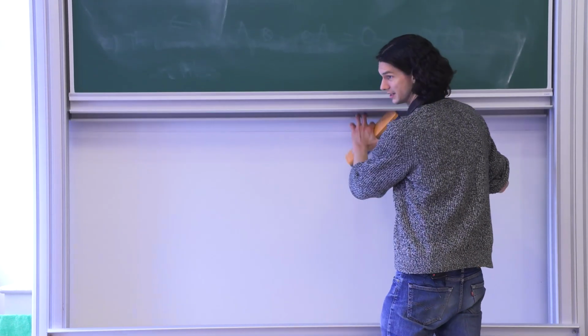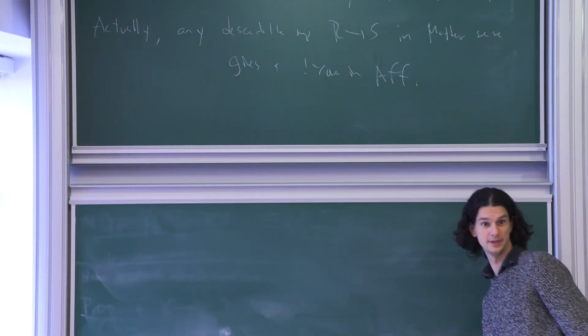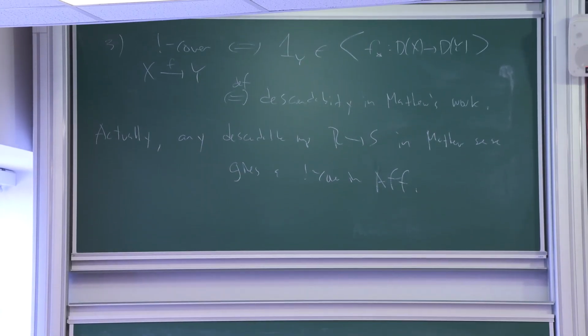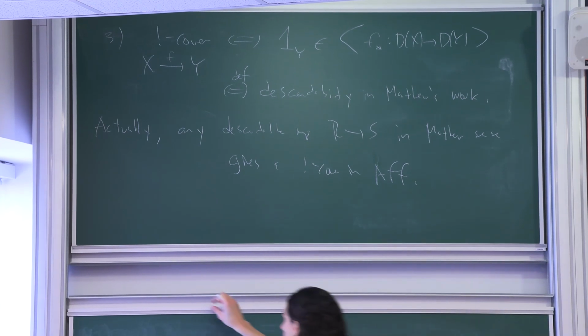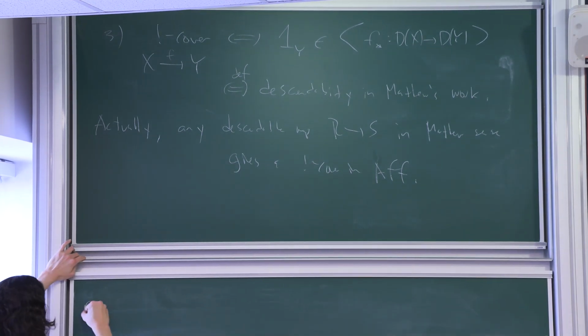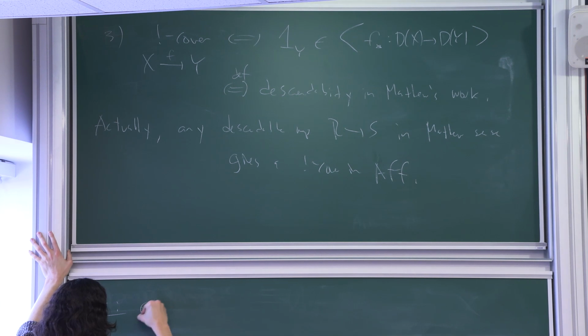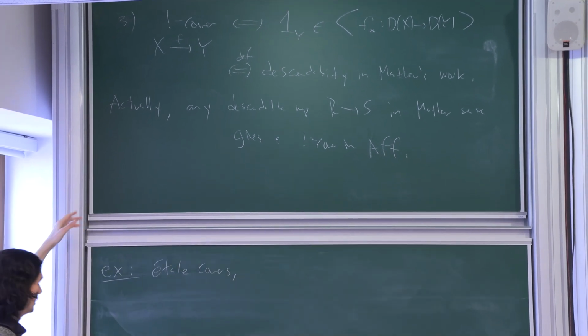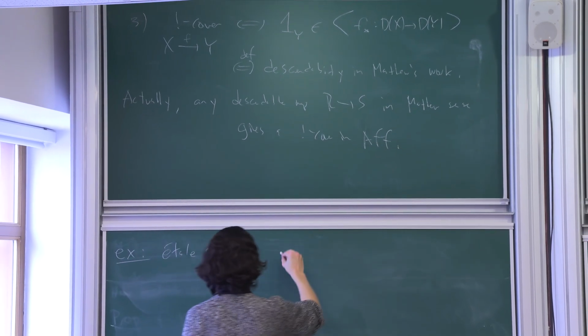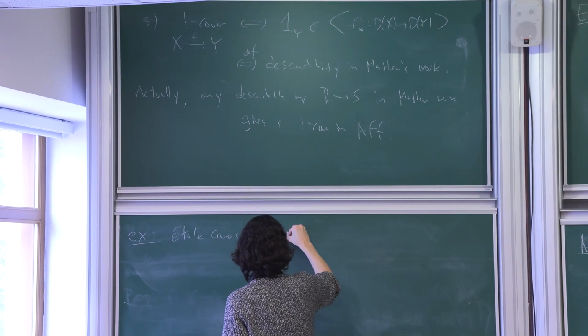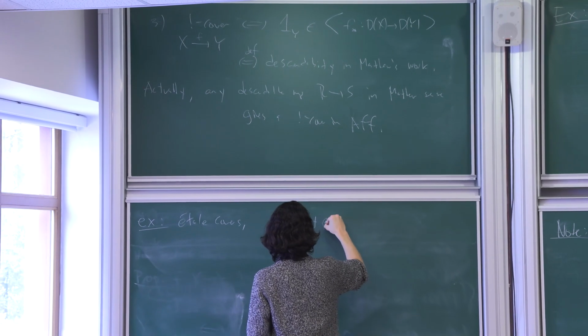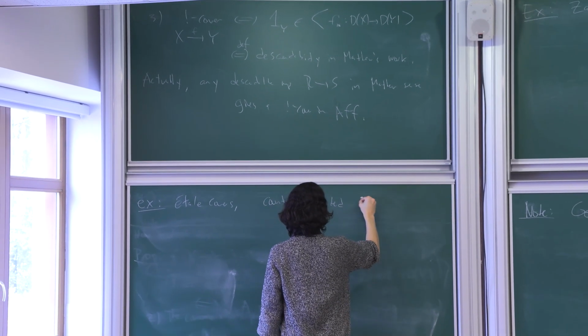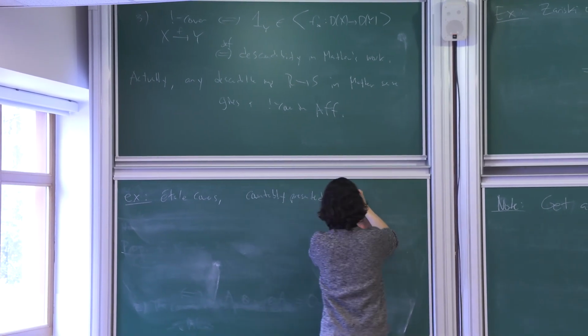And Mathew gives many examples of descendable maps. Examples: étale covers, so that's more general than Zariski, but also more generally than that, countably presented faithfully flat maps. So FPQC covers.